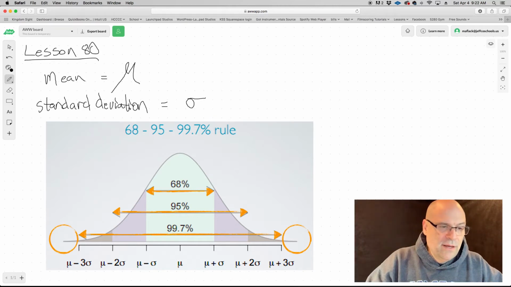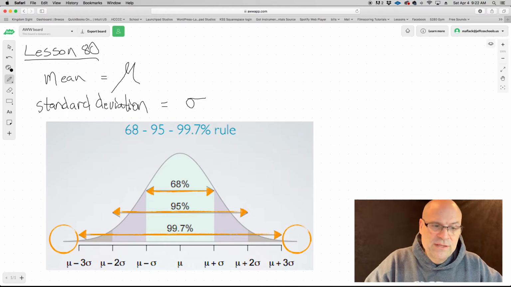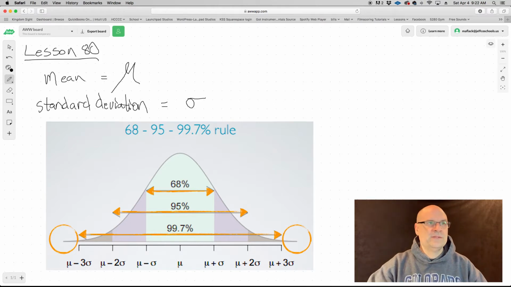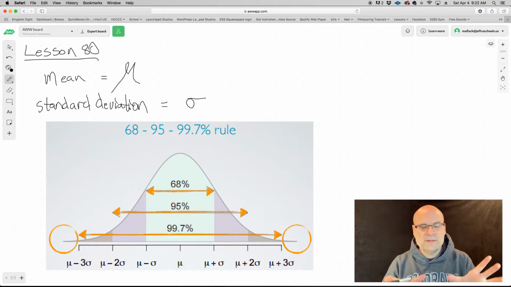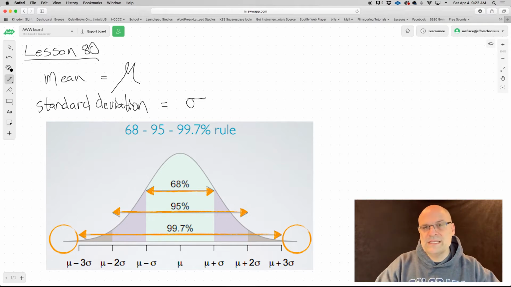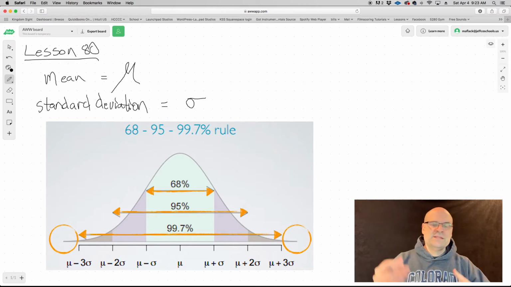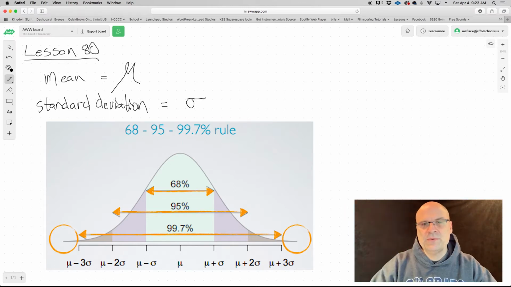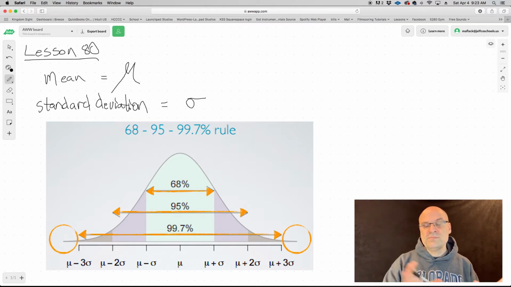About 95% of the data lie within 2 standard deviations of the mean. So if that standard deviation is 2, then 2 of them would be 4 below and 4 on top, so it'd be 8 total. And that's about 95%. And then 99.7% of the data lie within 3 standard deviations of the mean. So if our standard deviation was 2, then 6 below and 6 above would be 99.7% of the data. So there is about 0.3-ish% that lie outside of 3 standard deviations of the mean.